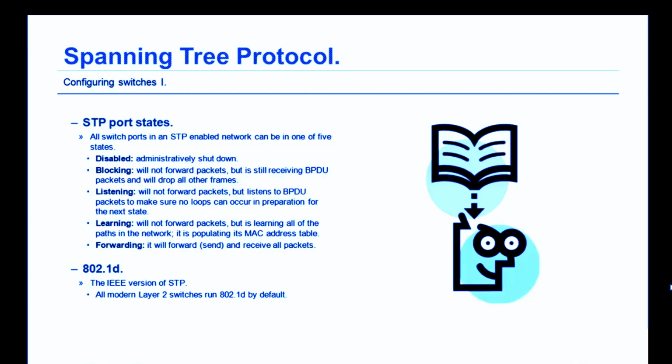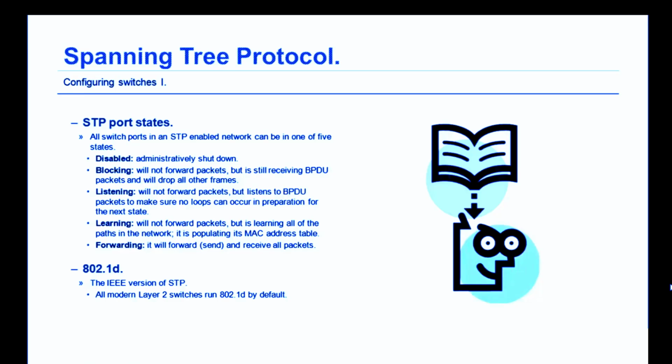The last state in Spanning Tree Protocol is the forwarding state. In this state, the port will forward and receive all packets that are flowing across the network that are directed to that port. The IEEE liked STP so much that it created the 802.1d standard. This is their version of STP.